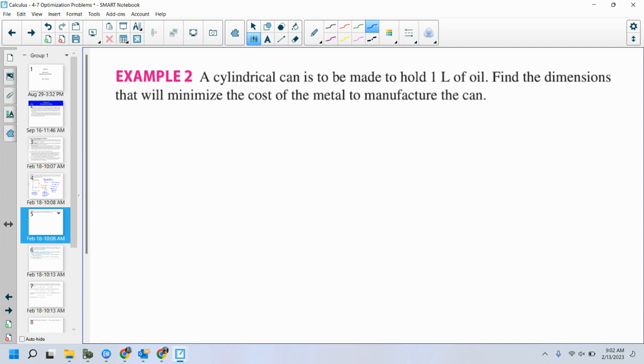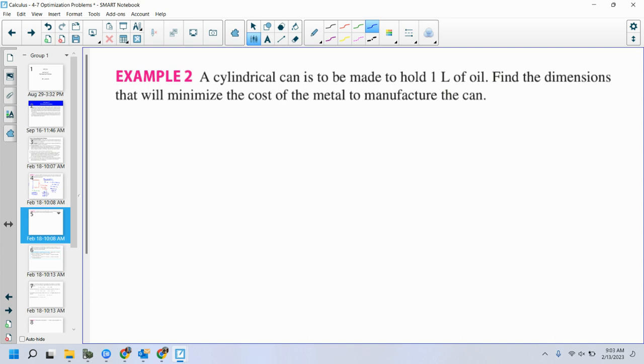All right, a cylindrical can is made to hold 1 liter of oil. I know that my can needs to hold 1 liter. Find the dimensions that will minimize the cost of the metal to manufacture the can. I mean, how real world application are we going to get here? Okay, you're a business person. You want to minimize costs. You know you want it to hold 1 liter. I know I want it to be a cylinder. What are the dimensions that are going to minimize costs for me?